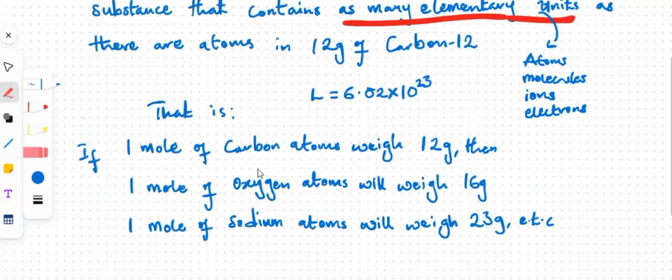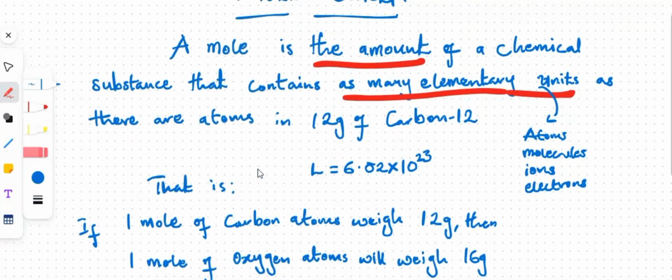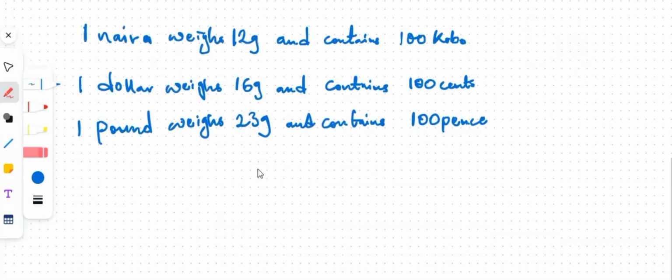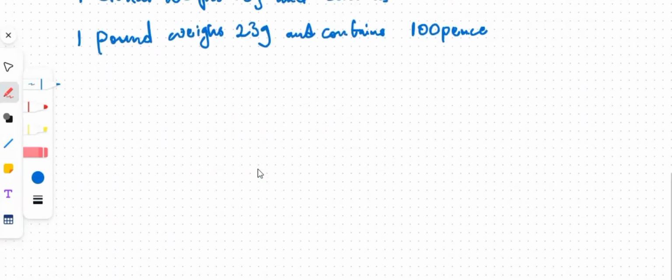So let's go over the definition one last time. They say a mole is the amount of a chemical substance that contains as many, this is the word, as many, and that many is your Avogadro's constant. So that contains, for example, 6.02 times 10 to the power 23 atoms. So as many elementary units, this is the number normally, as there are atoms in 12 grams of carbon 12. So basically that is what a mole is. I hope this explains. Watch this video over and over again. You will get the concept even better.